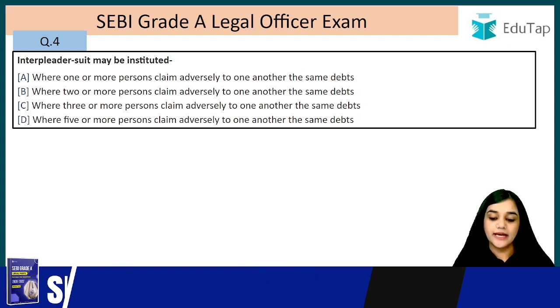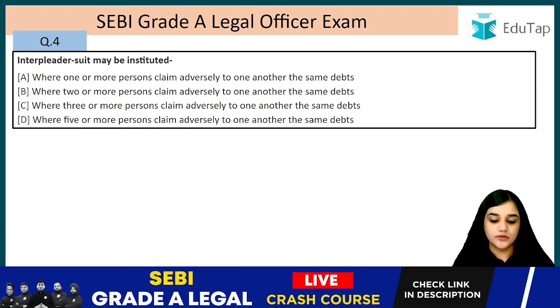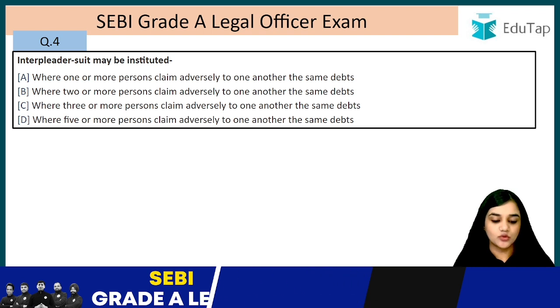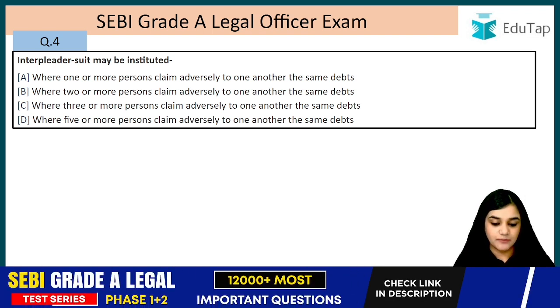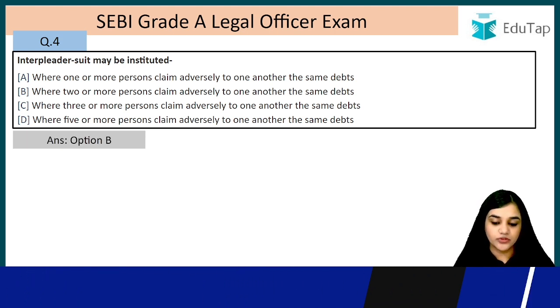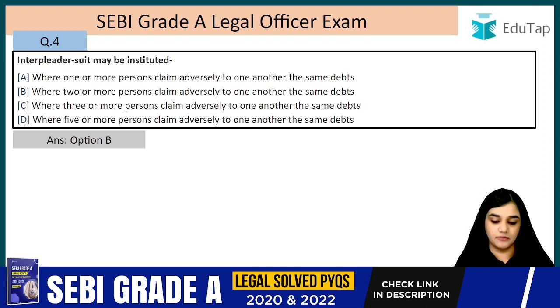Next question. Interpleader suit may be instituted where one or more persons claim adversely to one another the same debts, where two or more persons claim adversely to one another the same debts, where three or more persons, or where five or more persons. The answer is option B, where two or more persons claim adversely to one another the same debts, right?